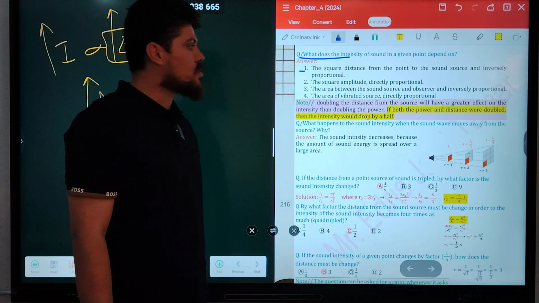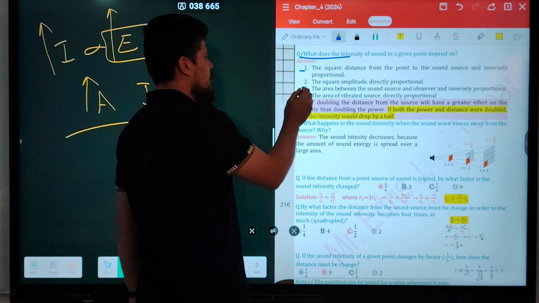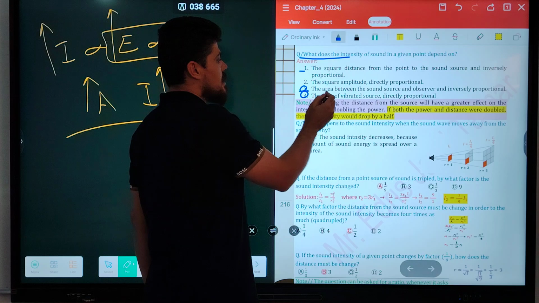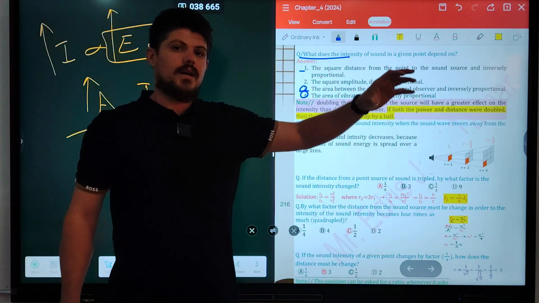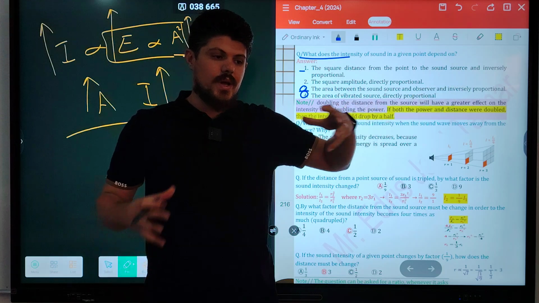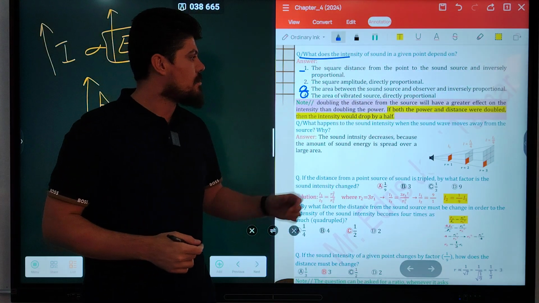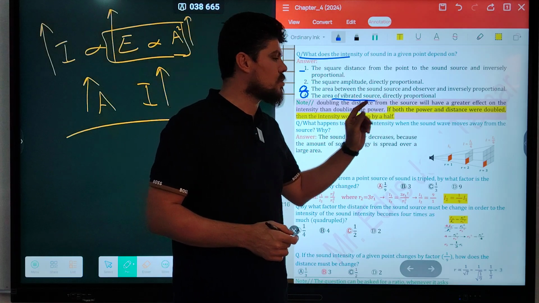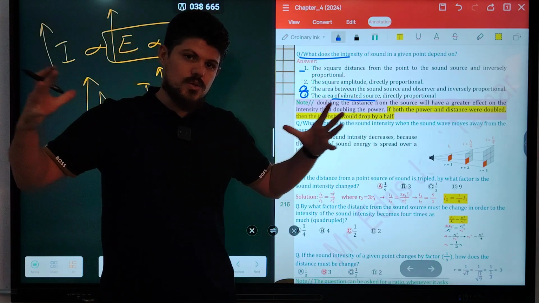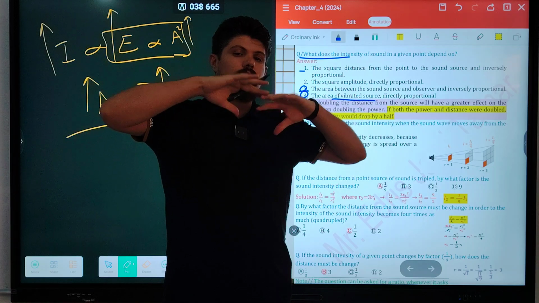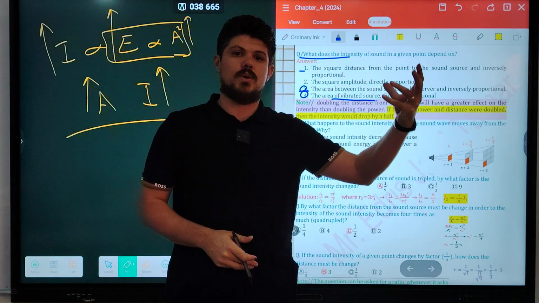The area of vibrated source, guys, there is a difference between 3 and 4. In number 3, this is the area between sound source and the point from the sound source. When this area gets more, the intensity becomes small. But the area of vibrated source is directly proportional to the sound intensity. When the vibrated source increases, what happened to the sound intensity? The sound intensity gets more.